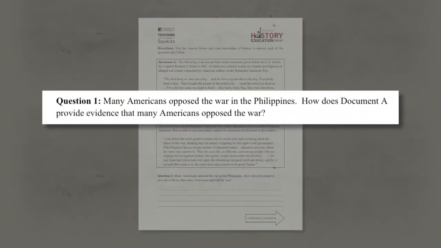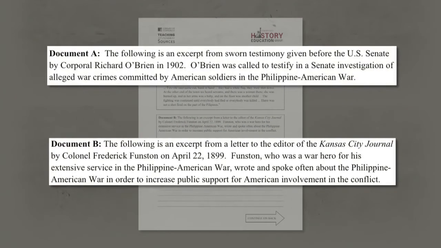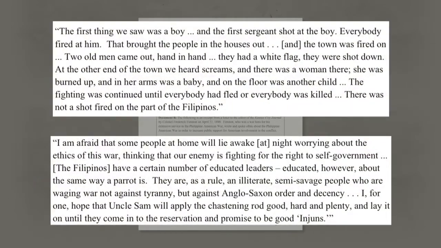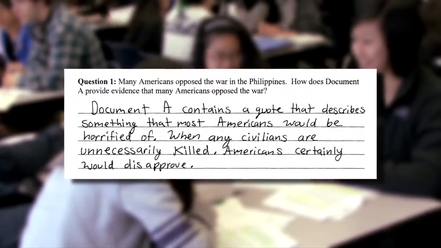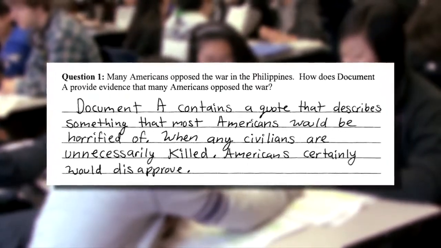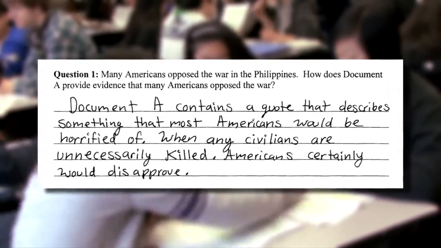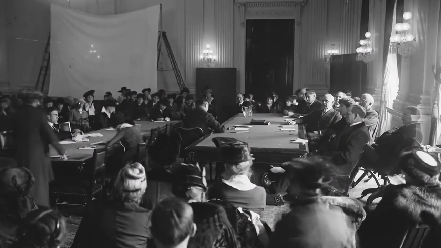The prompt asks them how these sources provide evidence that Americans opposed the war. The headnote for each contains clues for answering this question. But students often skip this information and dive straight into the content. From this student's answer, you'd never know that the first document comes from testimony before a congressional committee. This student repeats what the text says, but ignores the occasion in which it was said.